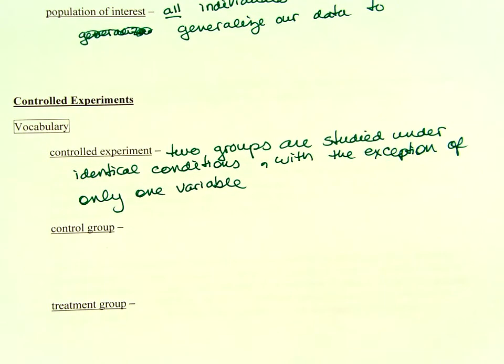Two groups are studied under identical conditions with the exception of only one variable. Going back to that cell phone example, that was a controlled experiment, the one that I was running, because I randomly split people into two different groups. It's not like I put all the girls in group A and all the boys in group B and said the girls could use their phones and the boys couldn't. The groups were random, they were mixed, and the only difference between the two groups was were they allowed to use their phone or were they not allowed to use their phone?